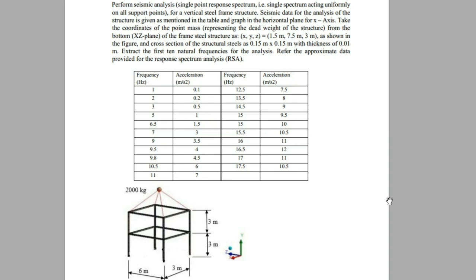Today I come back with another tutorial on how you can do a response spectrum analysis of any structure by using Ansys Workbench. So as soon as I address the problem, the description is here. As you see from here, we will assume the structure as a single point mass of 2000 kilograms. This point mass location is given from here, and also the cross section of this structure is given.